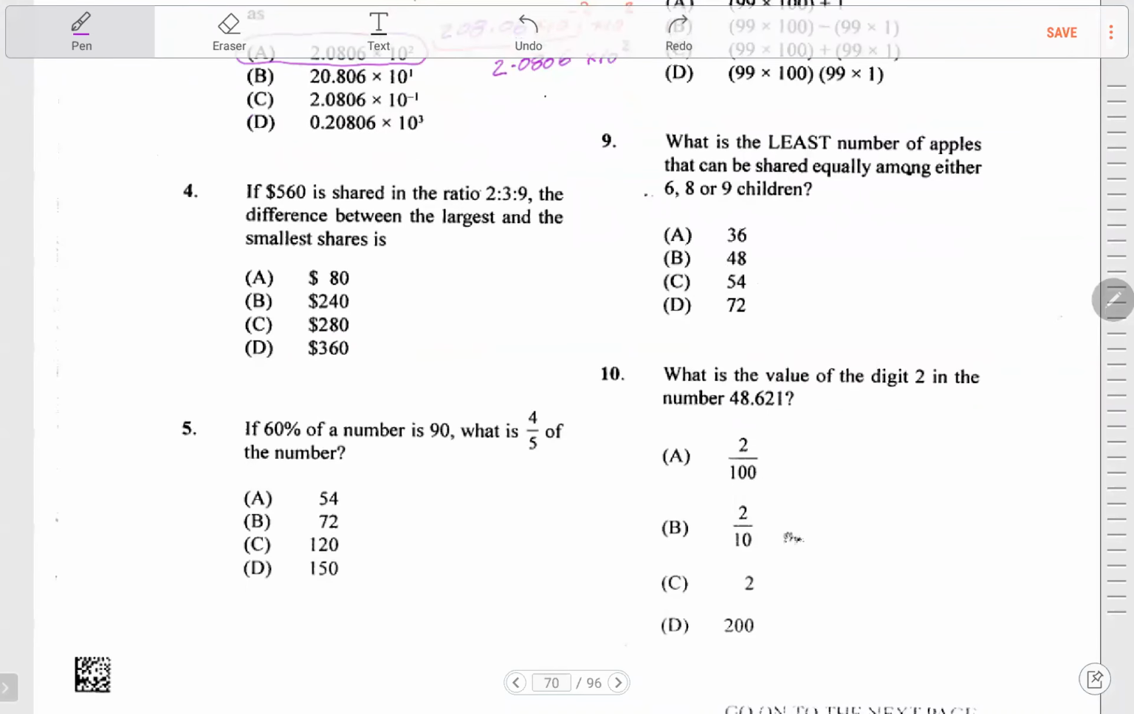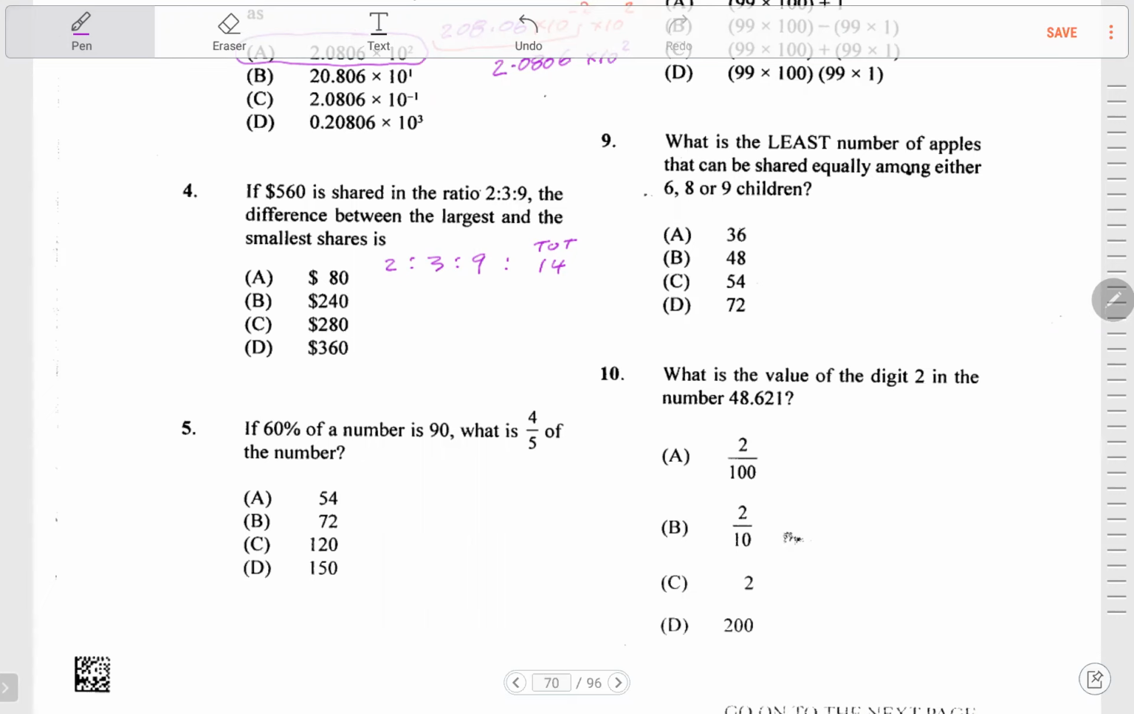It says $560 is shared in the ratio 2 to 3 to 9, and they want us to tell them the difference between the largest and the smallest. So we can set up 2 to 3 to 9 and put in a total, and the total will be 14. We want the 14 to become 560. Now, 14 times 10 is 140, and then 140 times 4 is 560.